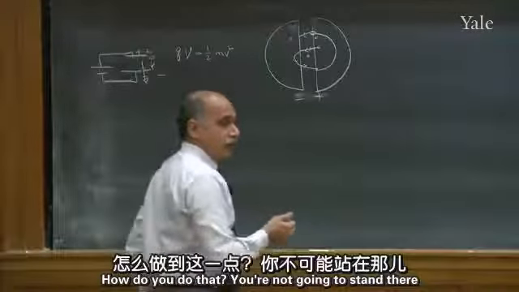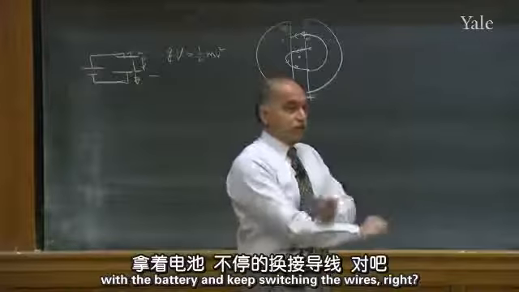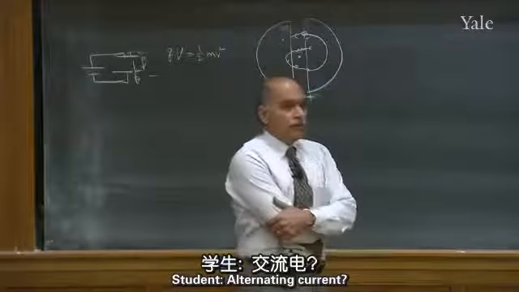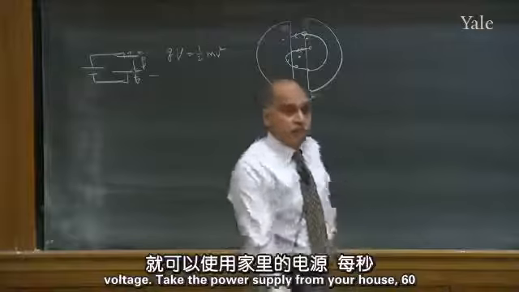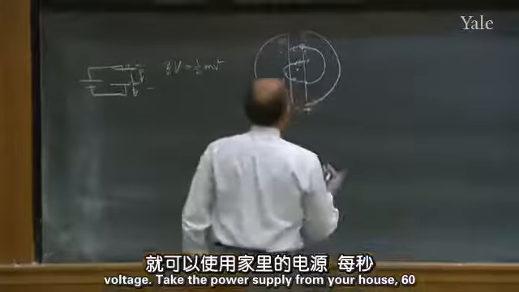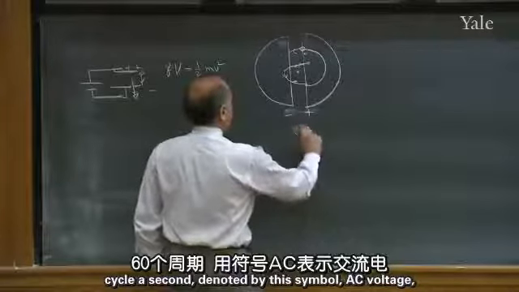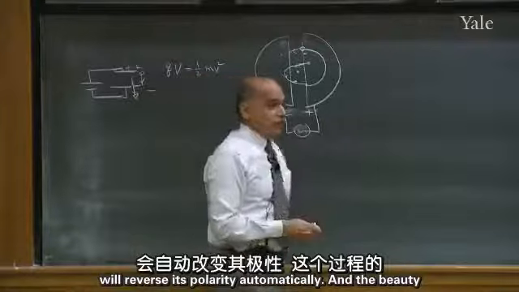Now how do you do that? You're not going to stand there with the battery and keep switching the wires, right? So what do you think you do? Alternating current. Put an alternating voltage. You know, take a power supply from your house, 60 cycles a second. It will, denoted by this symbol, AC voltage, reverse its polarity automatically.